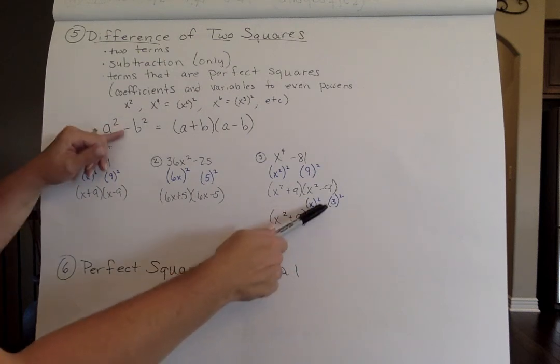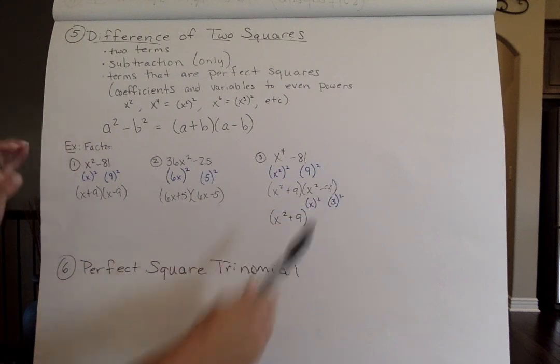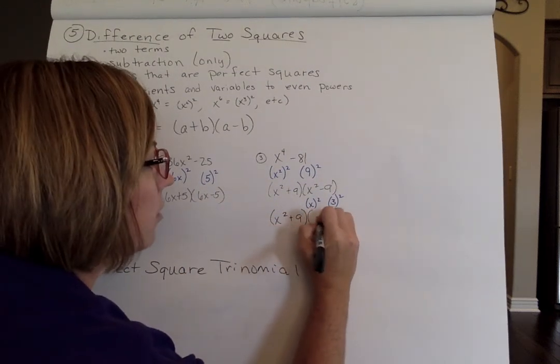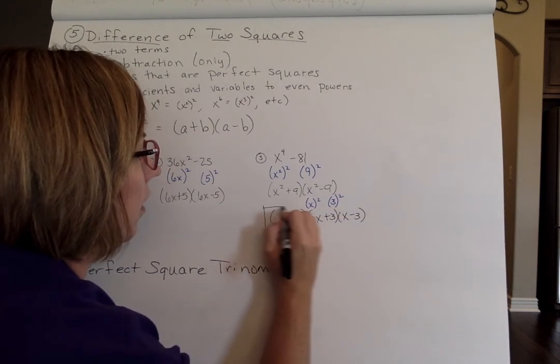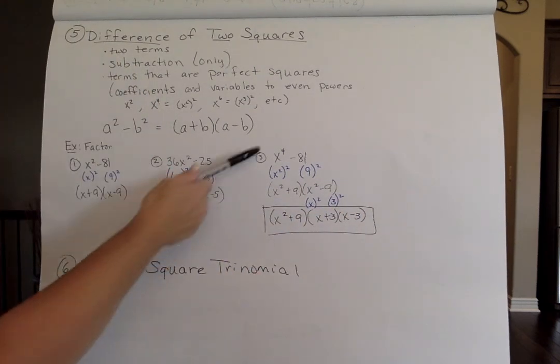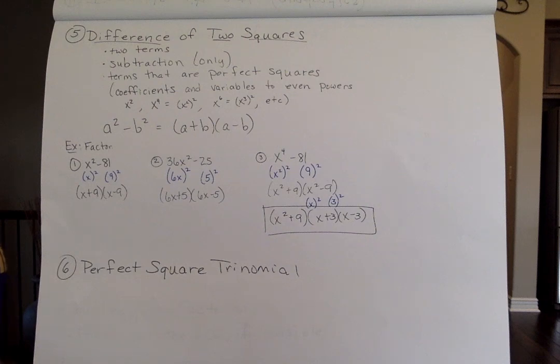But again, instead of A and B, now we'll have x and 3. So this will be x plus 3 and x minus 3. And that will be our final answer on factoring x to the fourth minus 81.